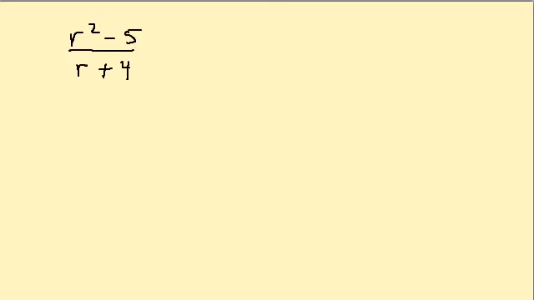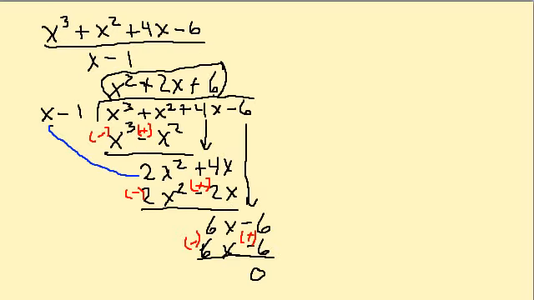Let's take a look at another one. Here we have r squared minus 5 divided by r plus 4. So we have r plus 4 divided into r squared, and notice we're missing an r term. See, in the previous problem we had x cubed, x squared, x to the first, and a constant term. Well, when you're dividing, you need to write it in descending powers, and you have to have a 3, 2, 1. Or if this were a 4, you would have to have 4, 3, 2, 1, and then your constant term.